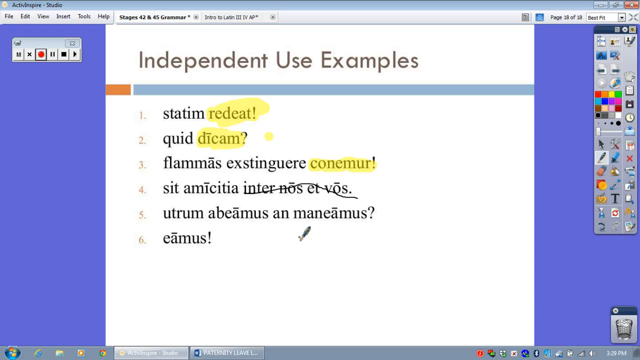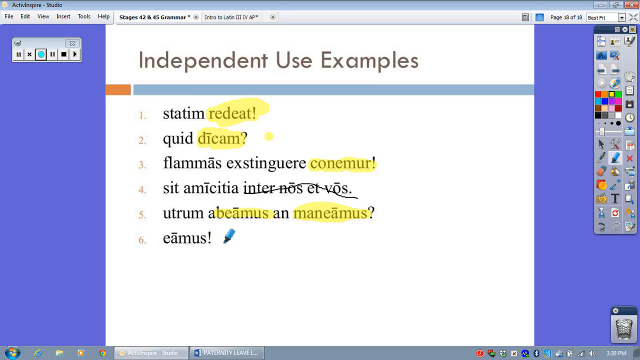Last two. Utrum habeamus an maneamus. Ends in a question mark. Pretty sure it's going to be a deliberative question. How do we know it's a deliberative question as opposed to just a regular question? Well, because habeamus and maneamus, maneo, manere, see the EA there? We're looking at second conjugation verbs. So these are subjunctive verbs. Therefore, it's a deliberative question. It would be a regular old question if they were spelled the indicative way. The subject is mus, which would be we. So should we leave or should we stay?